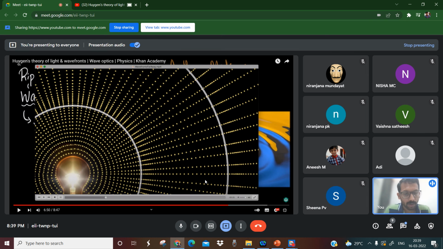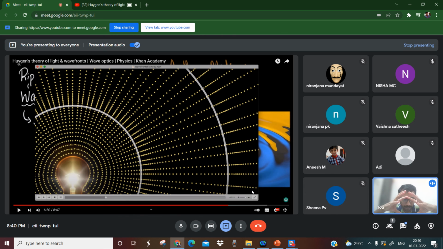Is it clear? What is wavefront? Yes. Yeah, clear to all of you. These white circles drawn are wavefront. So that we will call it as a continuous locus. So in the case of a water wave, it is a two-dimensional circle. Okay, the locus was two-dimensional and it was a circle.